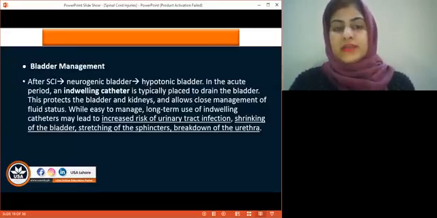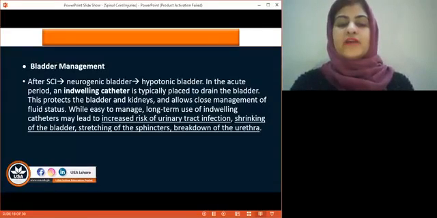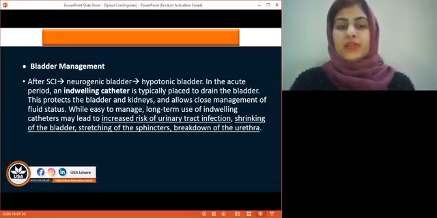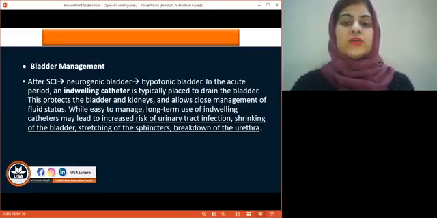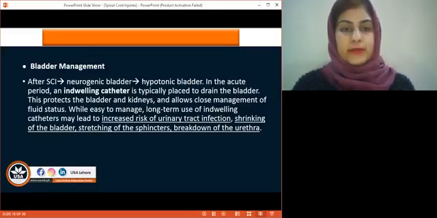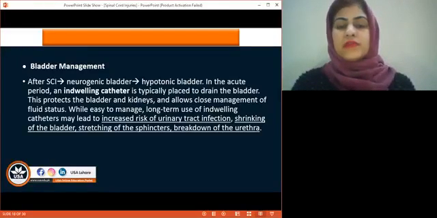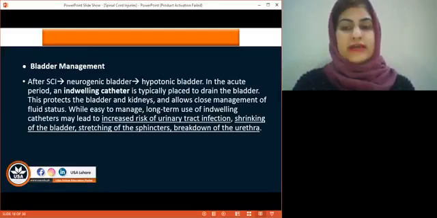For bladder management, first of all, you need to know that after spinal cord injury, the bladder becomes neurogenic, which makes the bladder hypotonic. So, with a hypotonic bladder, what is required? An indwelling catheter is typically placed to drain the bladder. This type of catheter protects the bladder and kidneys and allows close management of fluid status. It's easy to manage, but long-term use of indwelling catheters may lead to risk of UTIs, shrinking of the bladder, stretching of the sphincters, and breakdown of the urethra.